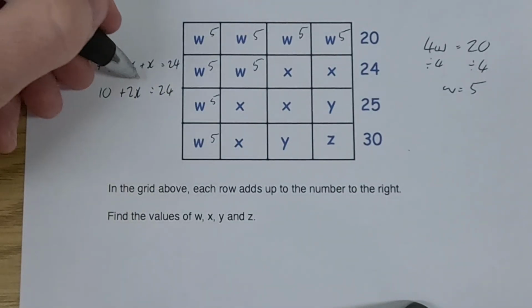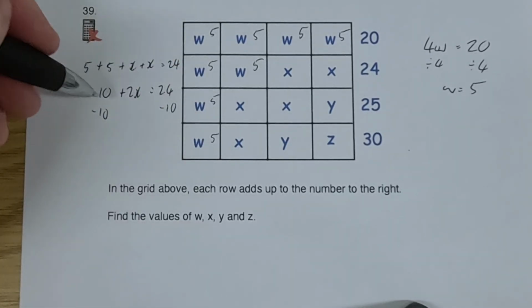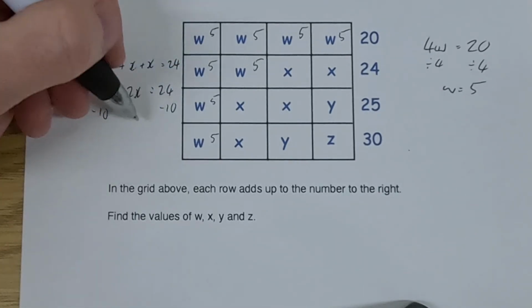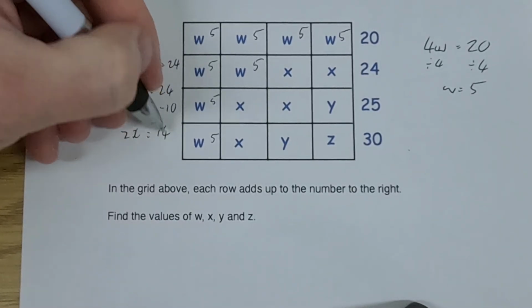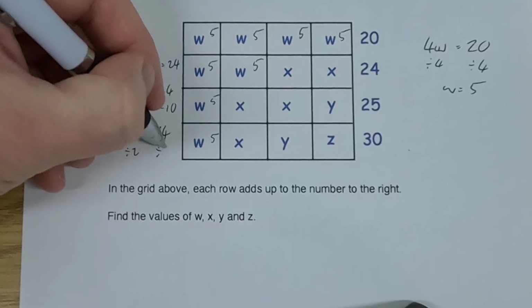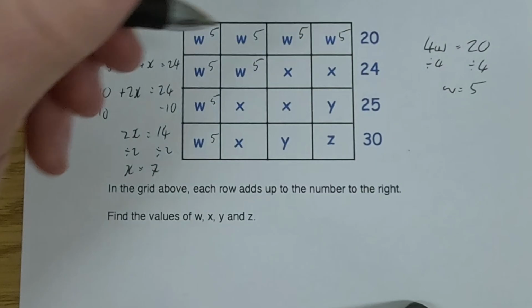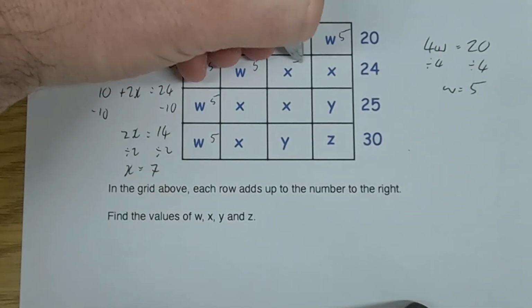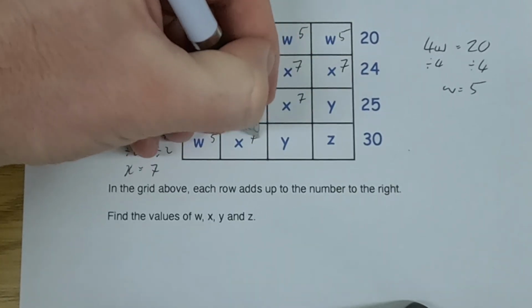Now we want to solve this, so let's get the X on its own. So let's take away 10 and take away 10. On the left-hand side, you're taking away 10 to get rid of this 10, so you're just going to be left with 2X. And on the right-hand side, 24 take away 10 is 14. And then divide by 2 and divide by 2, and you get that X equals 7. So X equals 7. So we've got W equals 5 and X equals 7. So that's 7, 7, 7, 7, and 7.